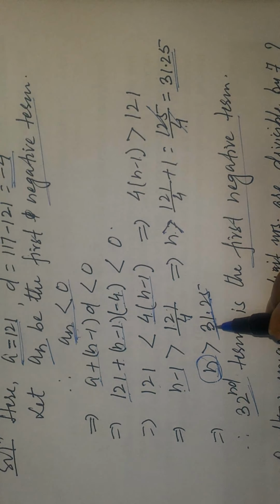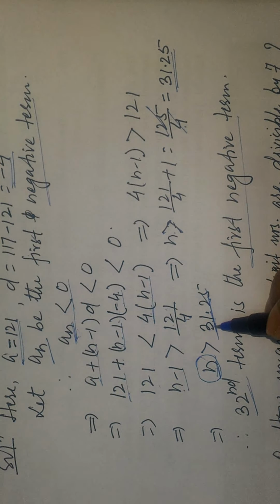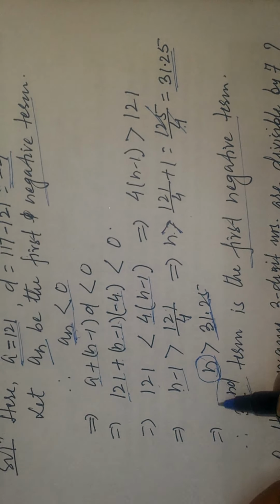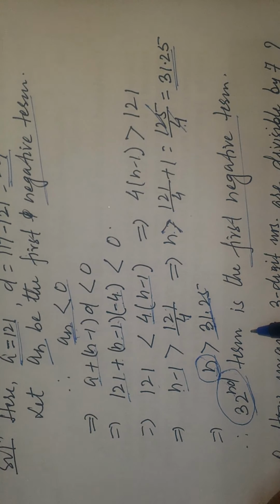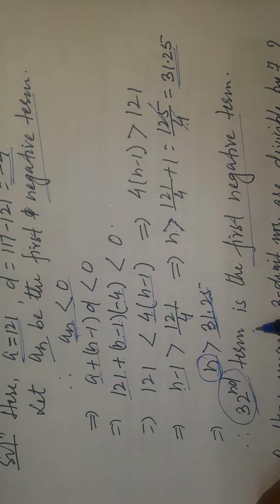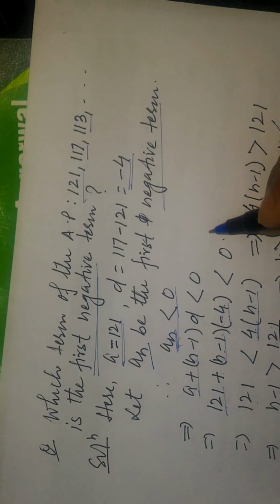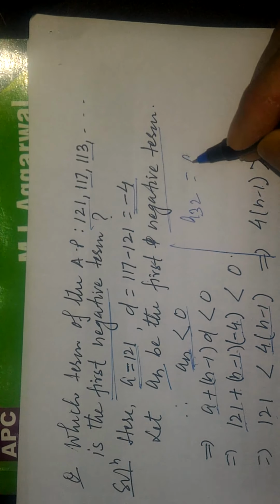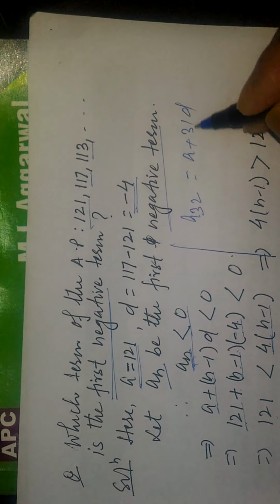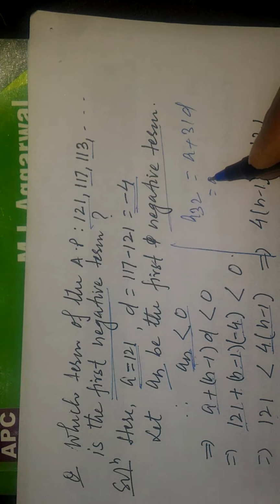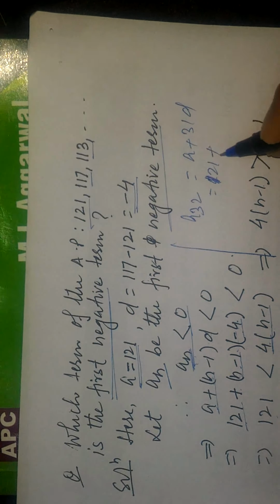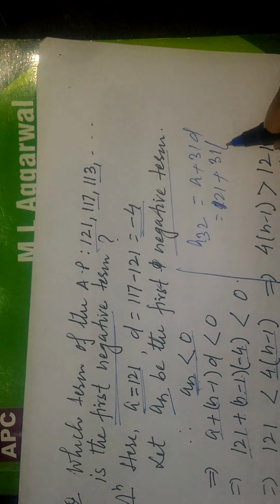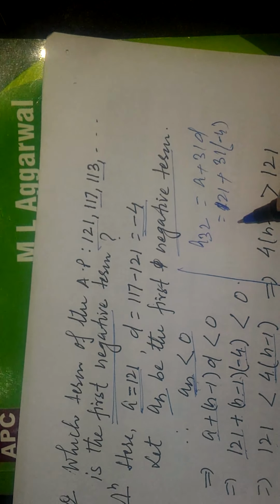Or had it been 31 also, then also we would have taken 32. So we'll say the 32nd term is the first negative term. And this you can verify also. If you want to find out a32, you can find out a32. Say for example, a32. So what will you write a32 as? a plus 31d. So a means your 121 plus 31 and then minus 4. So it is what?